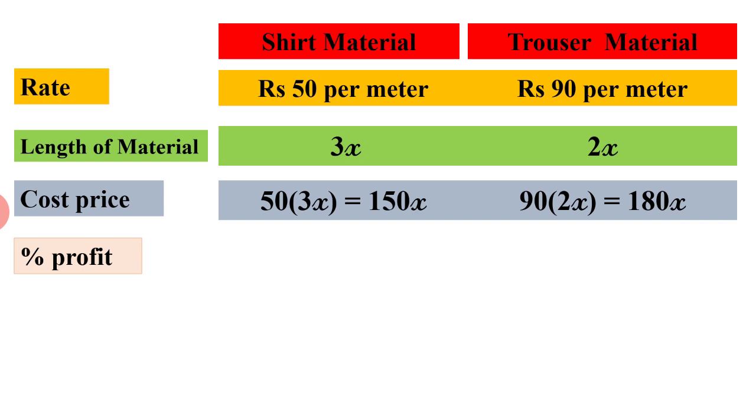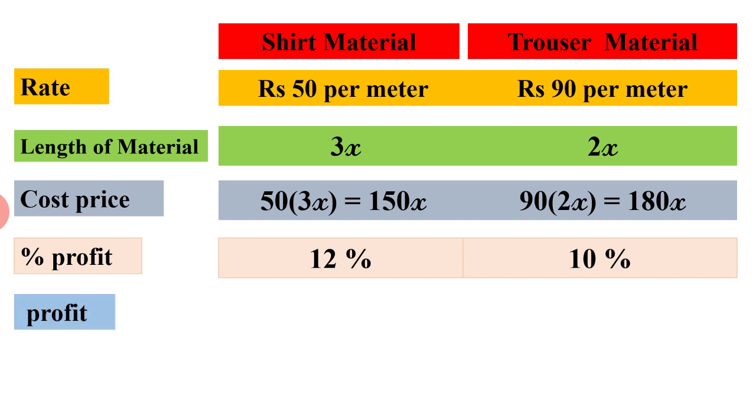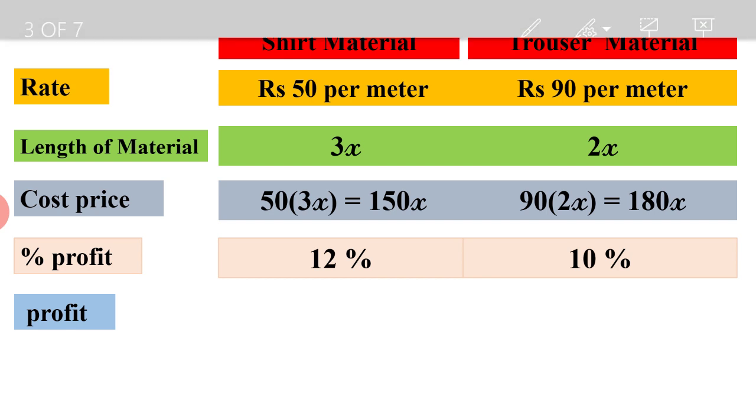Now he is selling these materials, isn't it? So these materials are sold. Now the percentage profit is given. How much percent profit for shirt material, children? It is 12%. And how much is it for trouser? It is 10%. Now let us find out the actual profit. Do you remember the formula, children?